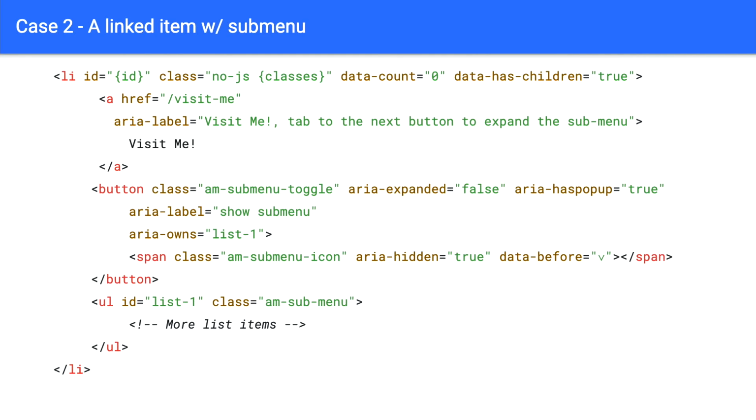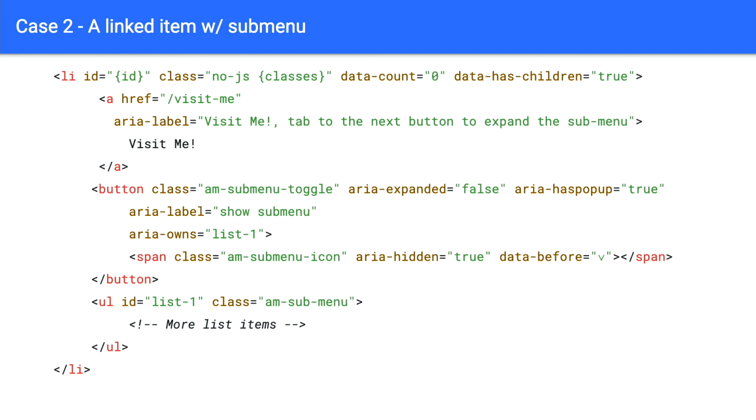Here's a linked item. Here's a linked item with a submenu. So in this case, we want the top level thing to be a link, right? We want people to be able to click on it and go to a place, but we also need a submenu. So here we have, again, an ID, Node.js classes, but now we're starting to get into some data attributes. So the data attributes: does this thing have children? Yes, it does. It has like a submenu, children.